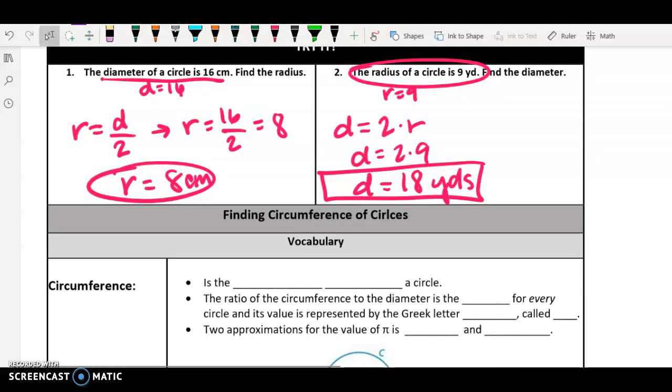So the diameter of the circle is 16 centimeters. The radius is what we're looking for. So we're going to do radius equals the diameter divided by 2. So 16 divided by 2 is 8. So the radius is 8.